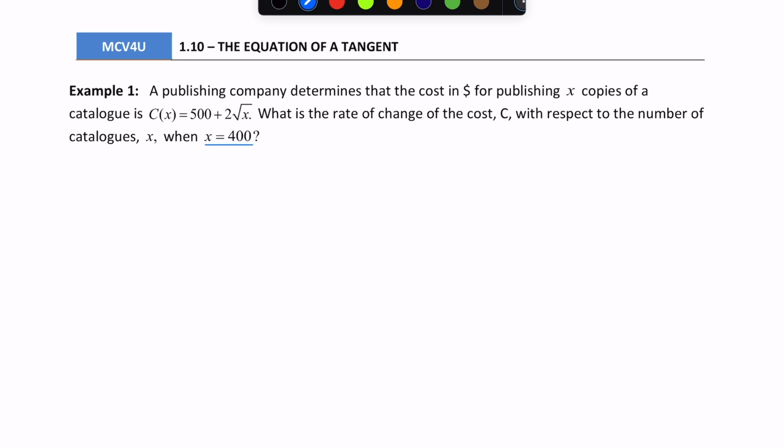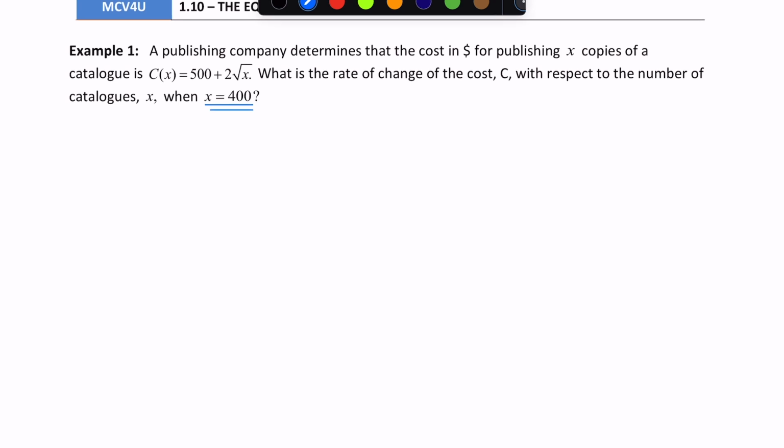Here it provides us with an x value of x equals 400. If we sub our value into the equation, C(400) is equal to 500 plus 2 square root 400. Our answer would be 540. So when there are 400 catalogs, it will cost $540.